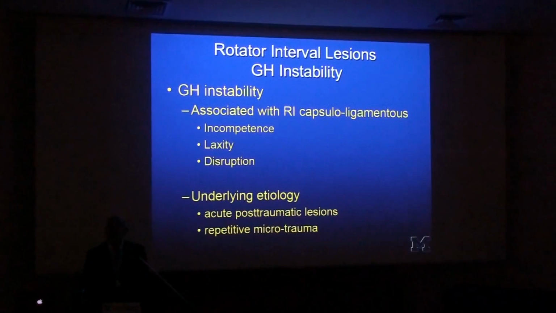So, glenohumeral instability. The glenohumeral joint may be associated with rotator interval lesions, capsule and ligamentous lesions, including incompetence or laxity of the ligaments, fracture defects or tears. And these could occur in the context of acute injury, repetitive microtrauma, or a combination of both.